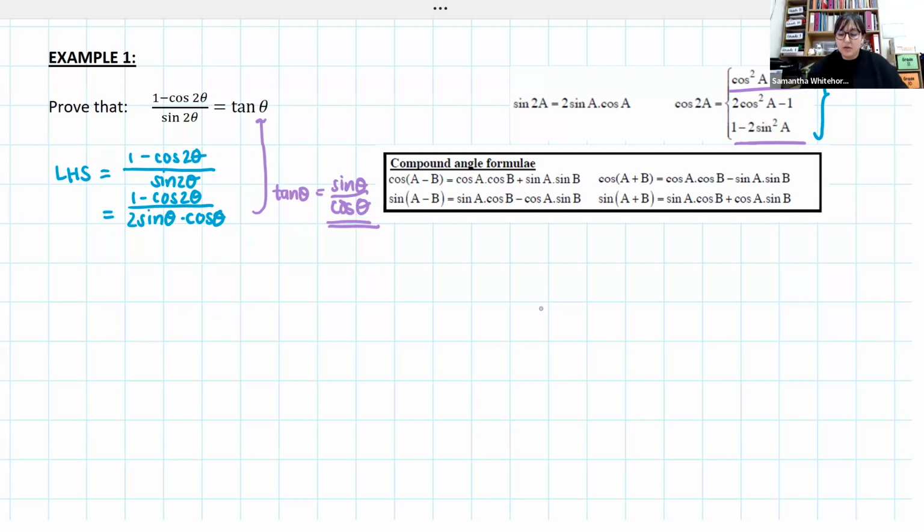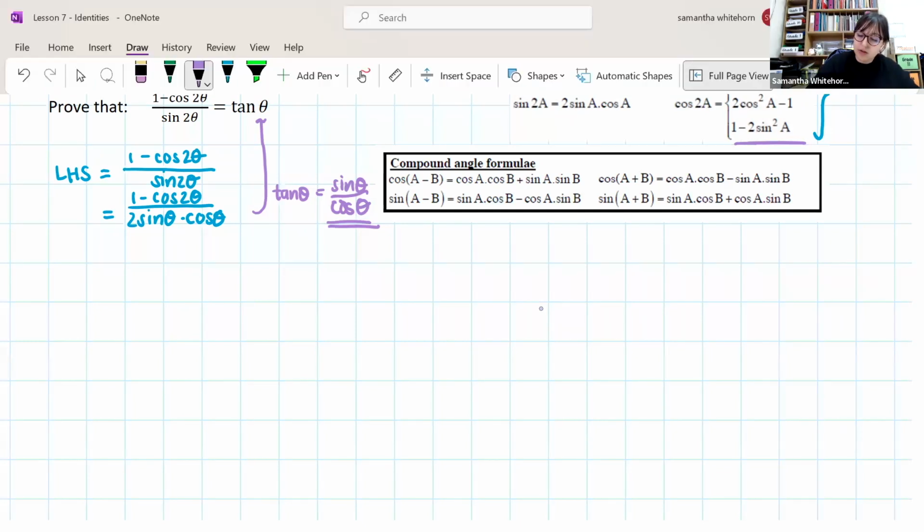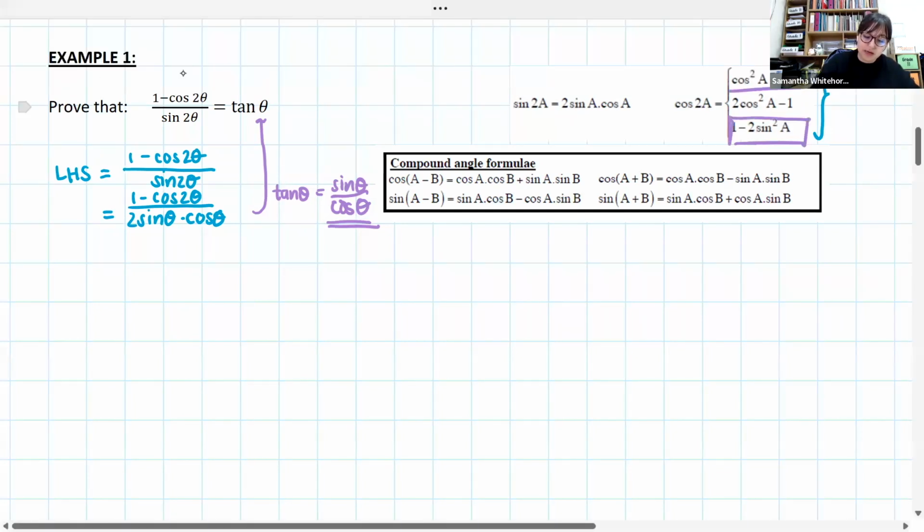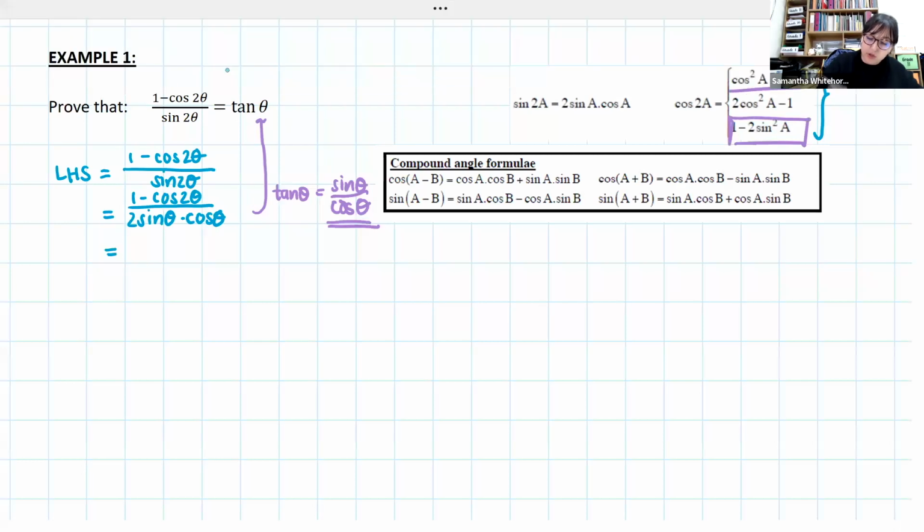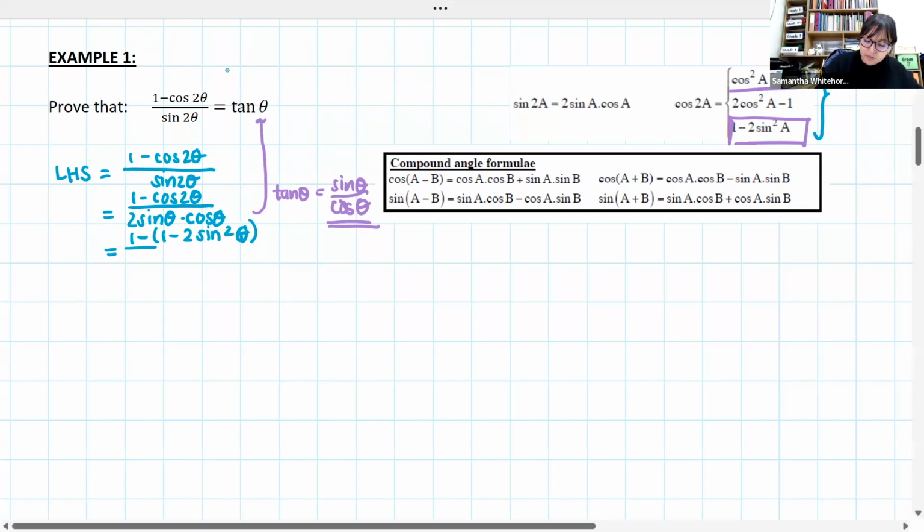Ideally, if possible, I would like to just introduce a sine. So I'm going to go with the third formula here, and you'll see why that's also really helpful in terms of the 1 now. So we've got 1 minus, and now we substitute in our cos double angle, 1 minus 2 sine squared theta, all over 2 sine theta cos theta.